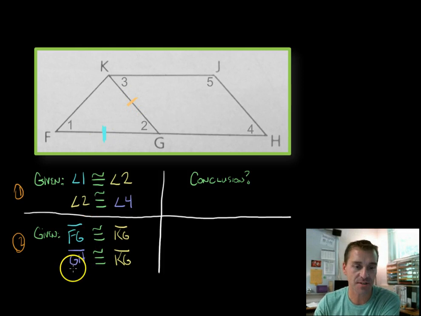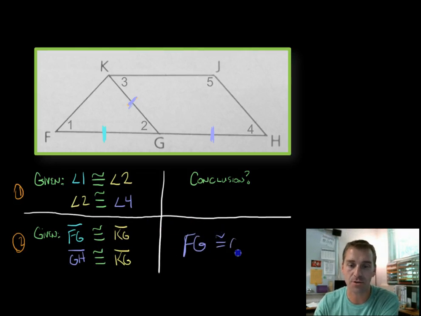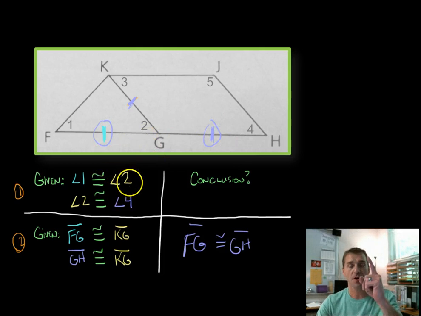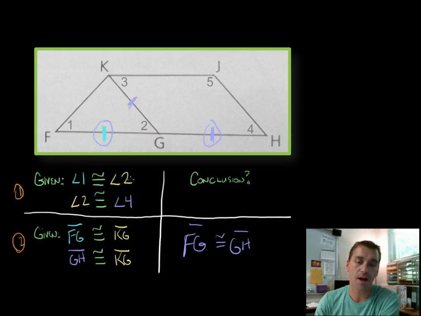And then it says, at the same time, GH, this one, is congruent to KG. Well, if I have two segments that are congruent to the same segment, then my conclusion would be FG is congruent to GH. I could conclude that this segment is congruent to that segment right there. So beautiful. That's the transitive property. That's the first of two transitive properties. That's theorem 16.